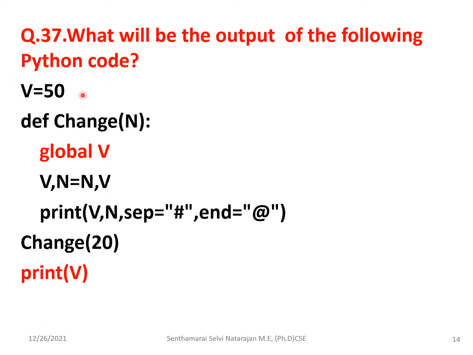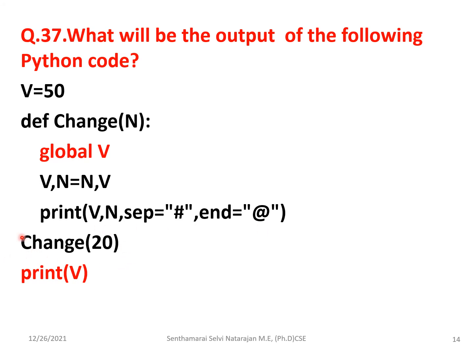the global variable is v is equal to 50. They have given v as 50 and within this function they have given global v. So the variable v is now declared as global and then they have an assignment statement v, n, where the n value is assigned to v and the v value is assigned to n. Next, printing v and n with the separator hash and then the end symbol ampersand.